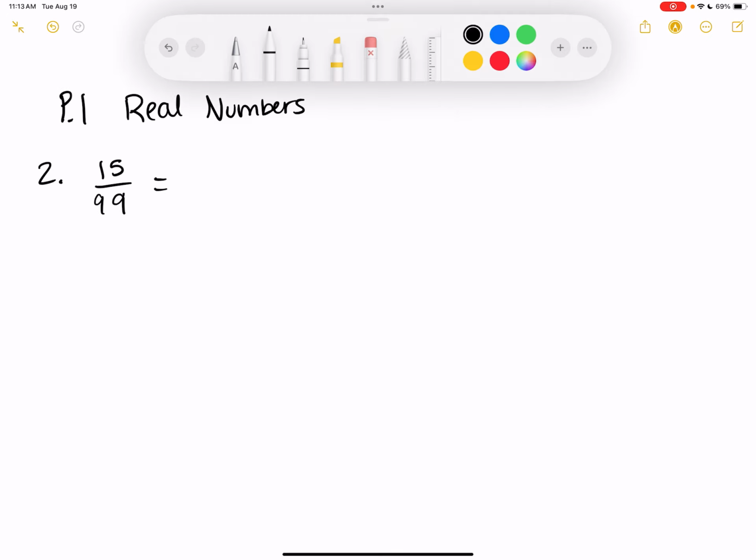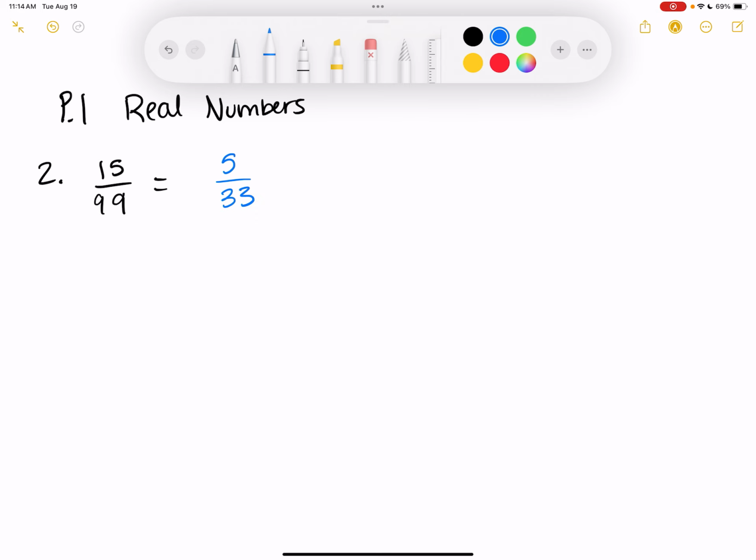3 over 33. 1 over 11. So then I need it as a decimal. 1.0. I don't think that was right, though. I think what Daniel said was right. But 3 goes into 15 5 times. 3 goes into 99. 5 over 33. So I need that as a decimal.